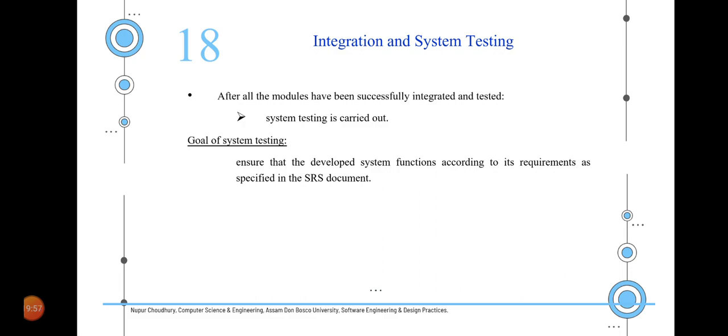So SRS document is of utmost importance because the design, coding and unit testing as well as integration and system testing are done depending on the SRS document, or are dependent on it.